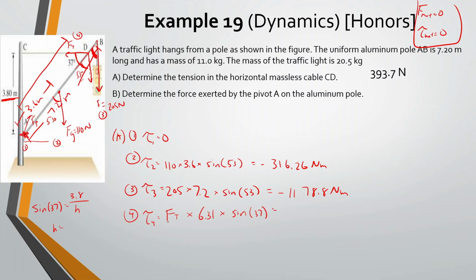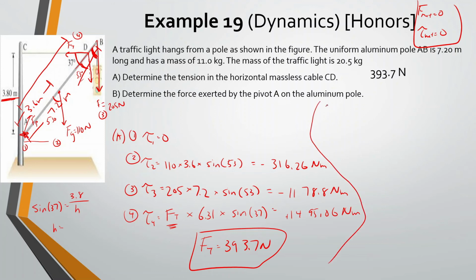So I don't know what it is because I don't know what the force is. However, since I know the other torques, I can figure out what this torque is. It should be the opposite of both of these. So 1,178.8 plus 316.26. And this is going to give us 1,495.06 Newton per meter. And this is going to be positive. Now that I know that, I can find what the force of tension is. I'm going to divide this by 6.31. And then I'm going to divide it by sine of 37. And then I get 393.7 Newtons. Okay. I know that was probably pretty difficult.